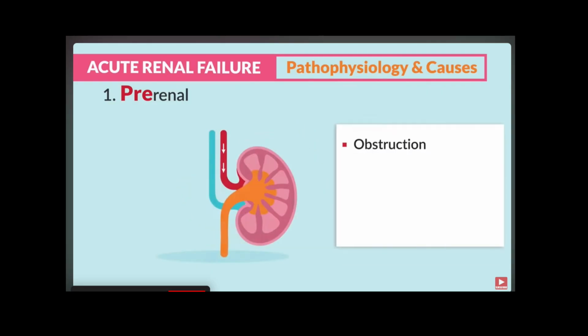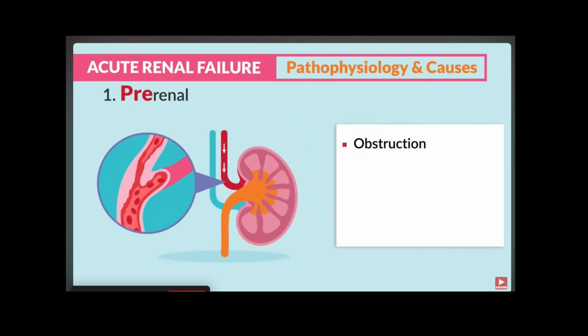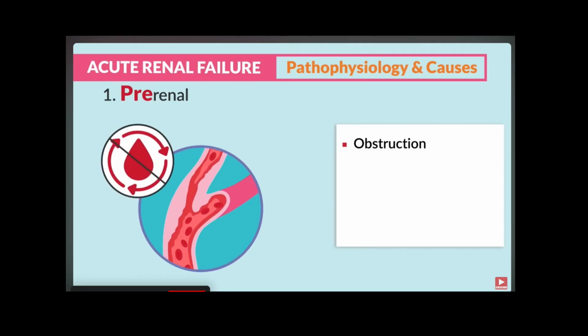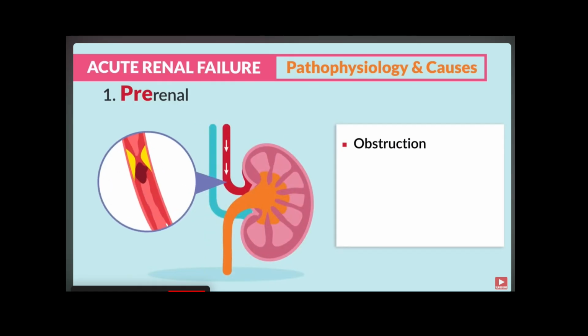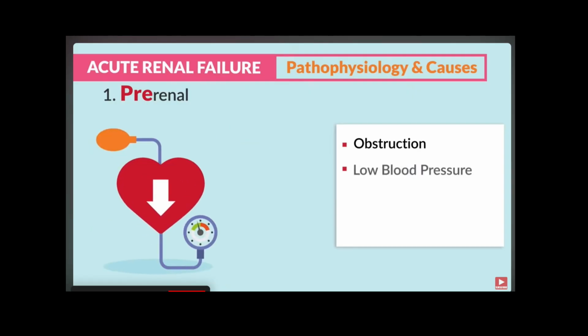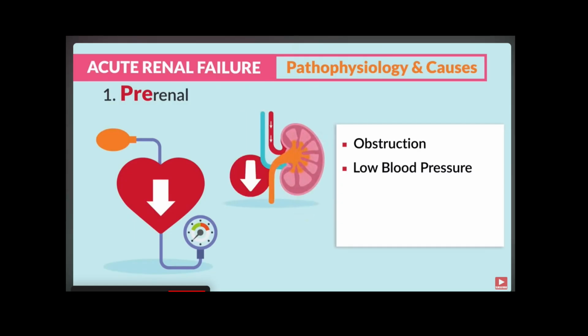Now, this is typically caused by obstruction or vessel occlusion, where we have a blockage of blood flow, which blocks oxygen. Now, this is typically from an emboli or blood clot, or even a tumor that blocks perfusion into the kidneys. Another cause is from low blood pressure, that low perfusion with pre-renal.